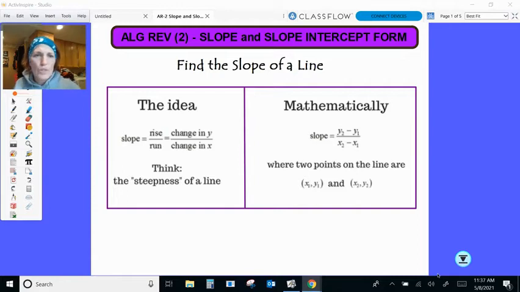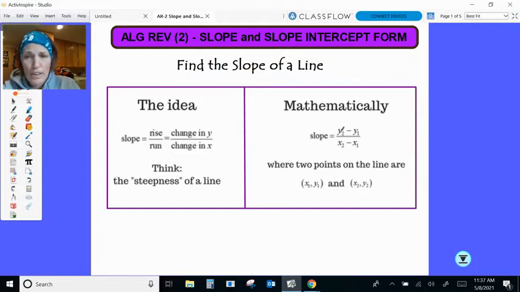Everybody, we are going to start algebra review number 2 today. We're going to find the slope of a line and slope intercept form. The idea is that slope is rise over run. It's a change in y. So the rise is actually the change in y. The run is a change in the x values. Okay, so think of the steepness of a line.